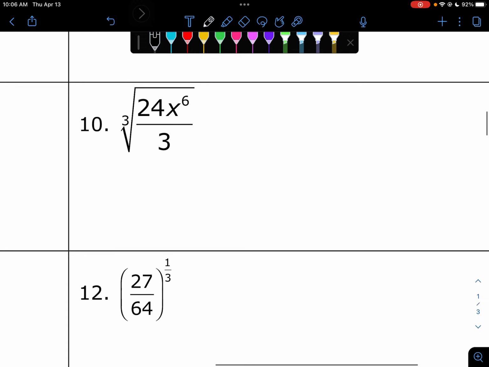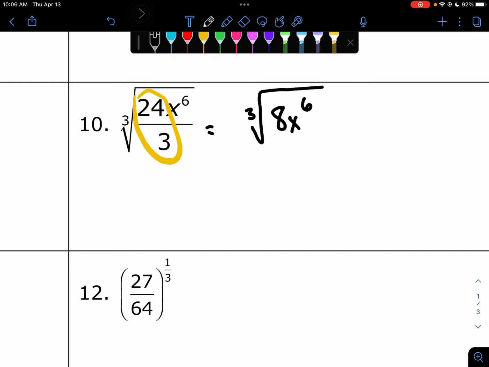Let's take a look at 10. So 10, there's some different things going on. I see this larger cube root here. And then I see some stuff on the inside. So just like how we did when we were simplifying exponent rules, make things as simple as possible on the inside before dealing with those outside things. So I still have a cube root. I'm going to leave that alone for now. 24 divided by 3 simplifies to 8. And there's still that x to the 6th there.